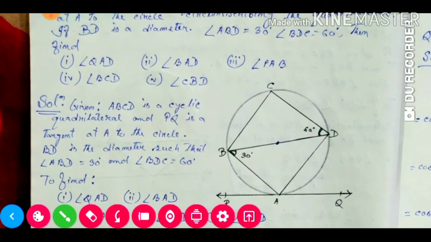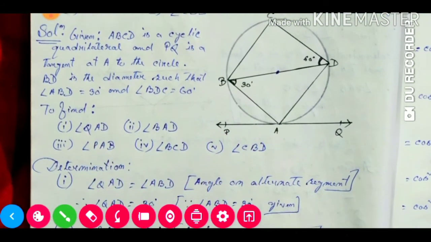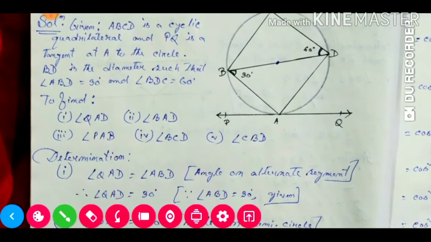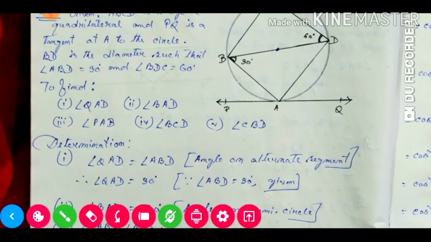Given ABCD is a cyclic quadrilateral and PQ is a tangent at A to the circle, BD is the diameter such that angle ABD is equal to 30 degrees and angle BDC is equal to 60 degrees. To find numbers 1 to 5. Number 1, QAD and BAD will be equal because it is the angle in the alternate segment, and ABD is already given in the question as 30 degrees, so QAD also will be 30 degrees.